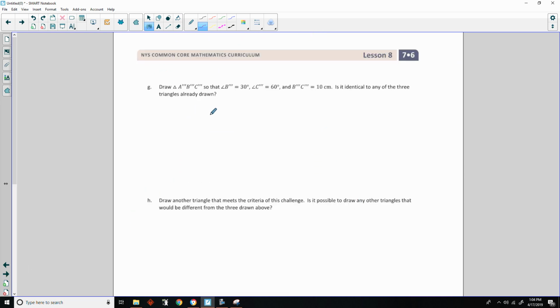G says to draw another triangle, triple prime, with these conditions. Angle B triple prime is 30, angle C triple prime is 60, and BC is 10. Is it identical to any of the three triangles already drawn? All right, so the first thing I'm going to do is draw the triple prime BC. So I take my ruler, draw a 10 centimeter segment, call it B triple prime, C triple prime.